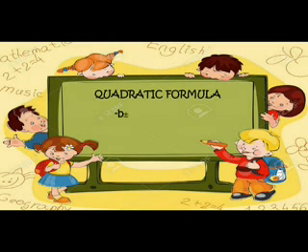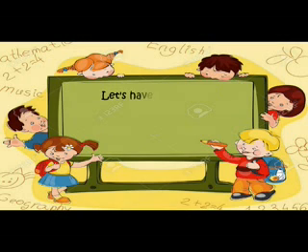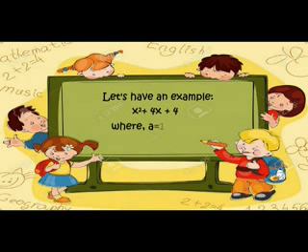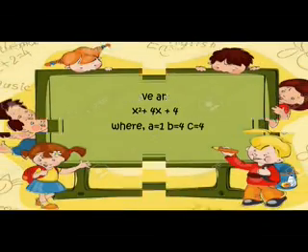Next method is using the quadratic formula. And the formula for this is negative b plus or minus the square root of b squared minus 4ac, all over 2a. Let's have an example for this: x squared plus 4x plus 4, where a is equal to 1, b is equal to 4, and c is equal to 4.